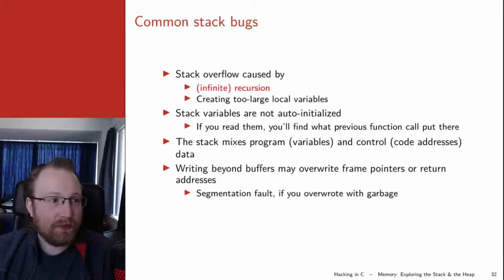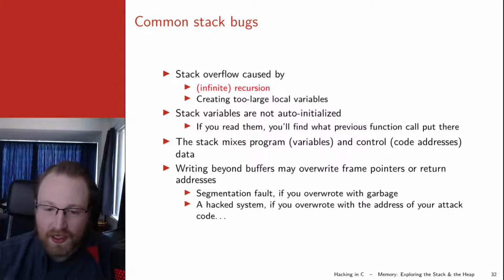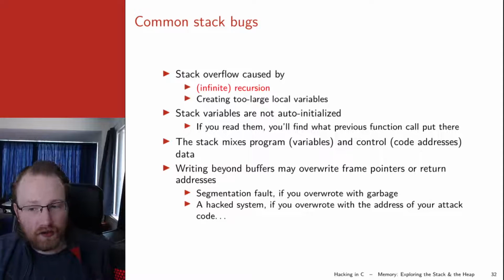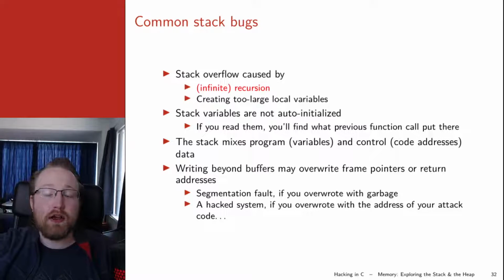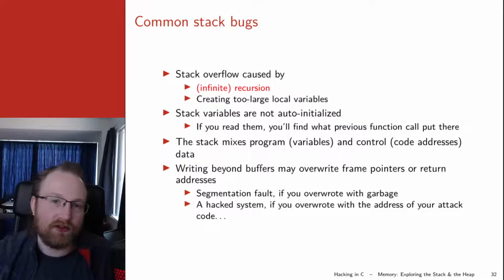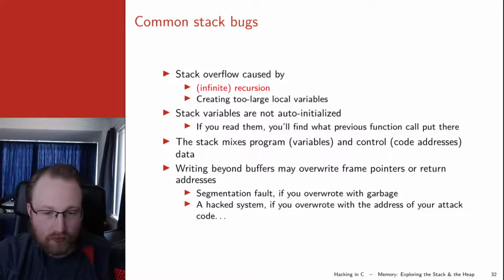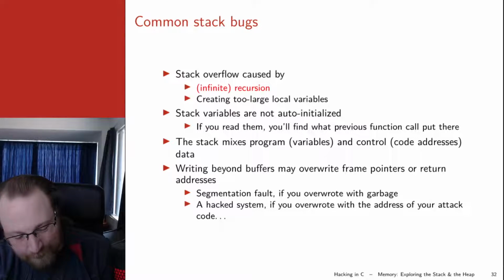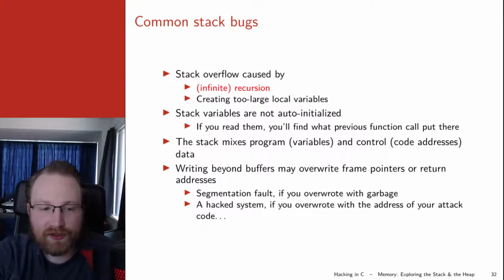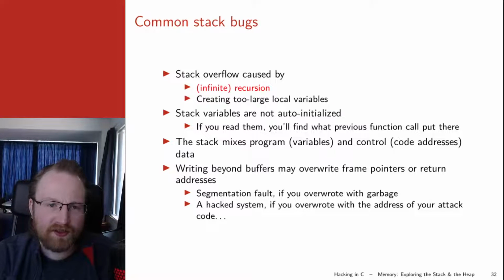Now, in the most benign case, this leads to a segmentation fault if you overrode it with garbage. In the malicious case, if you overrode it with the address of your attacking code, then the program, when the function returns, will see, oh, let's jump to this address, and it jumps right into your code that opens a shell and connects to the attacker system. So yeah, that is what is called a buffer overflow attack, and that is why it works, because you override a return address with the address of some interesting piece of code that does what you want, rather than what the initial programmer wanted.